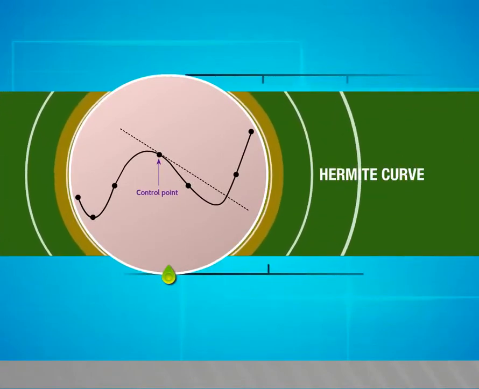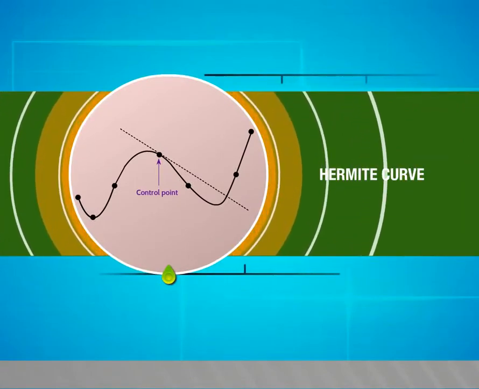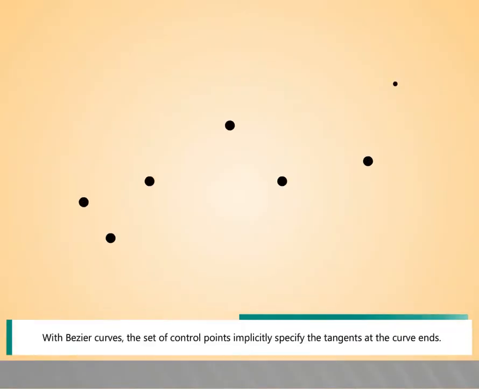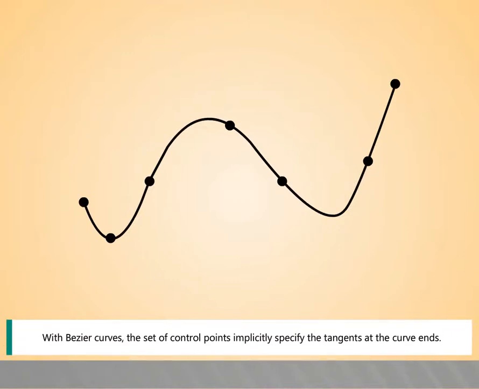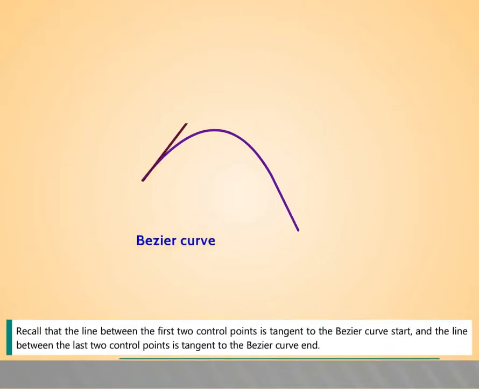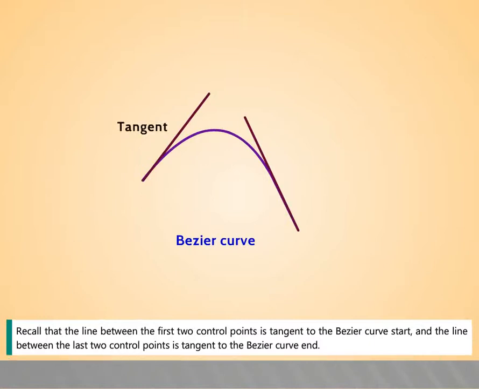Hermite curve. In this video, we are going to see about Hermite curve. With Bezier curves, the set of control points implicitly specifies the tangents at the curve ends. Recall that the line between the first two control points is tangent to the Bezier curve start, and the line between the last two control points is tangent to the Bezier curve end.